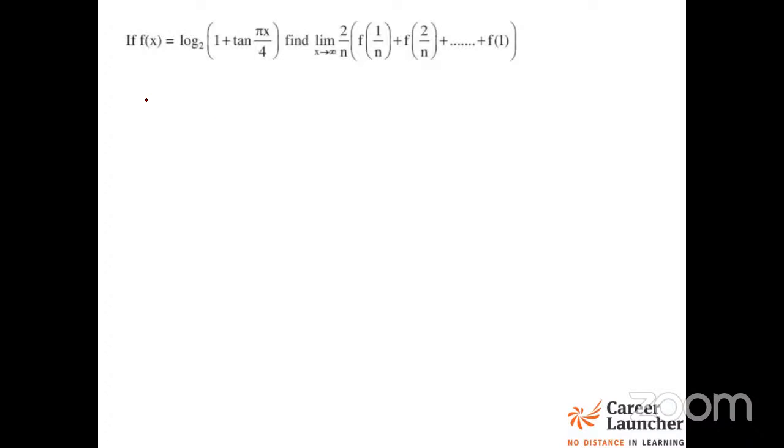Next, f of x is equal to this. Then find the limit as n tends to infinity of 2 by n times f of 1 by n plus f of 2 by n plus and so on up to f of 1. Now, we need to find this value. What will be f of 1 by n?